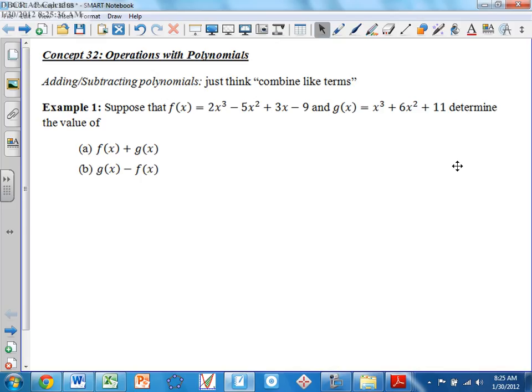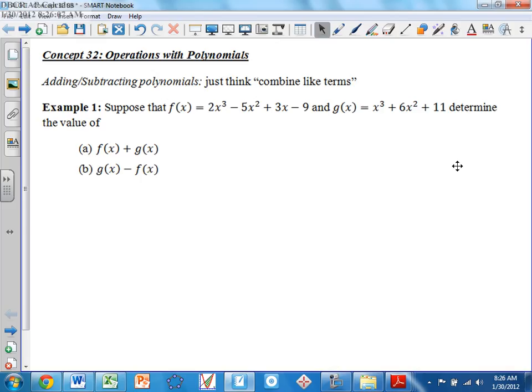Now, example 1 says, suppose that f of x is the function 2x cubed minus 5x squared plus 3x minus 9, and g of x is the function x cubed plus 6x squared plus 11. Determine the sum of f of x and g of x, and the difference between g of x and f of x. Notice I'm using the words sum of and difference between. Those are other ways that you're going to see this on your SAT.